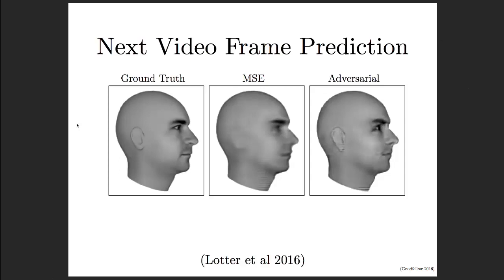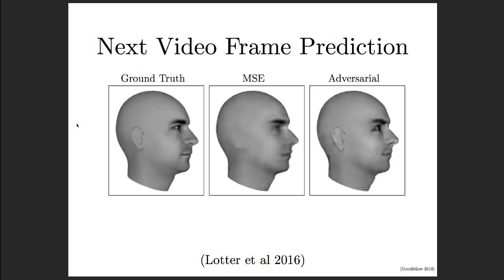I'm showing here some images from a paper by William Lotter and his collaborators that was published earlier this year. On the left, I show you the ground truth image, the image that should be predicted next in a video of a 3D rendering of a rotated head. In the middle, I show you the image that is predicted when we take a traditional model that is trained using mean squared error. Because this mean squared error model is predicting many different possible futures and then averaging them together to hedge its bets, we end up with a blurry image where the eyes are not particularly crisply defined.